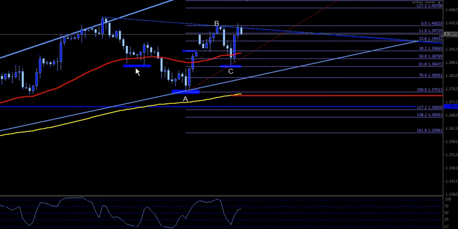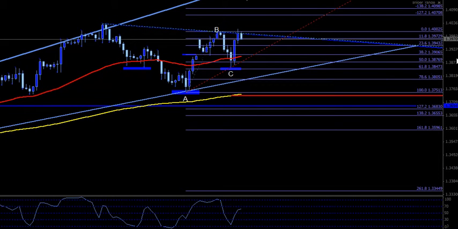But we're still in this inverse head and shoulders pattern here. We just made the right shoulder today. So we have the left shoulder, the head, and the right shoulder. The right shoulder was formed off the 61.8 retracement of the last move from the low to the high here. So we have an ABC to the upside, and we have an inverse head and shoulders pattern to the upside.